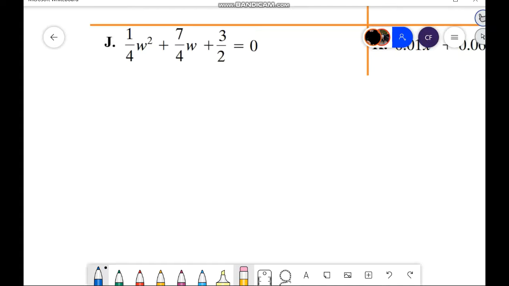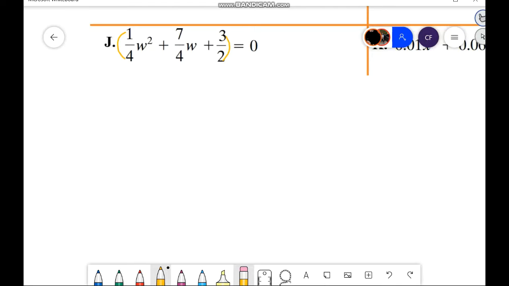For letter J, the coefficients are fractions. So the first thing you have to do is to get rid of the fractions. We don't want to work with fractions, right? Find the least common denominator, and it's going to be the highest denominator in this case. You have 4, 4, and 2, and 4 is going to be the least common denominator. Multiply both sides of the equation by 4.